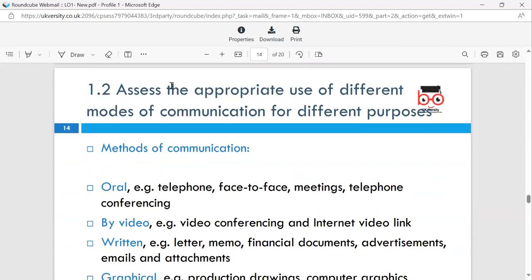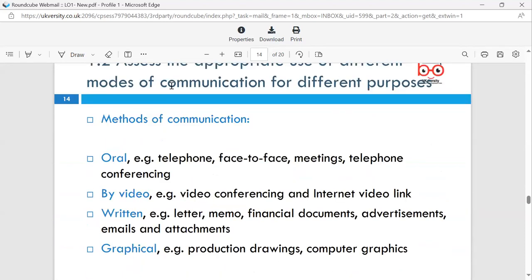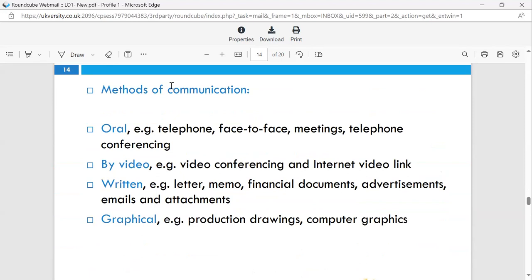Assess the appropriate use of different modes of communication. So methods of communication, we have oral, that's through telephone contact, face-to-face meetings, telephone conferencing, by video conferencing, and that's increased. Nowadays, there's more video conferencing through Zoom and Microsoft Teams.